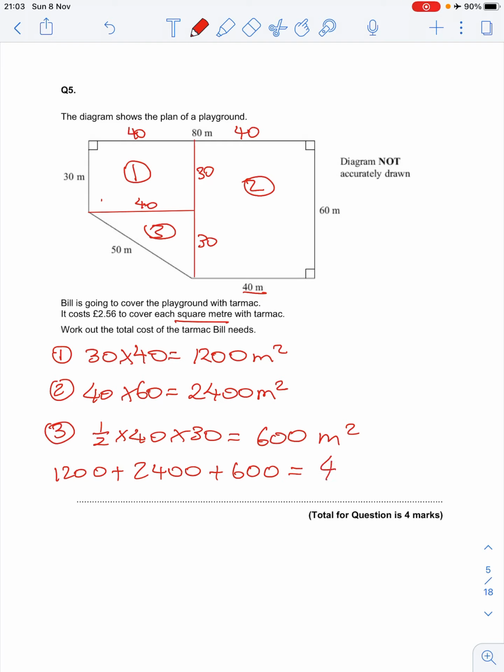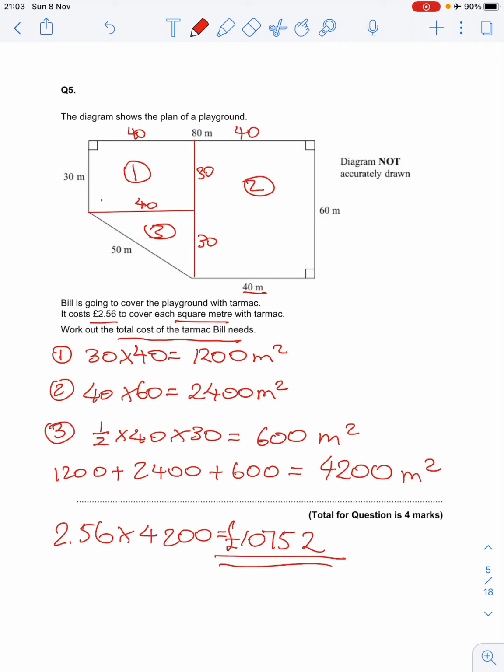So the total area for the shape is 4,200 meters squared. But the question asks us to find the total cost, and we know each square meter is £2.56. So we basically just have to multiply the square meters by 2.56. So this is the final answer, the cost.